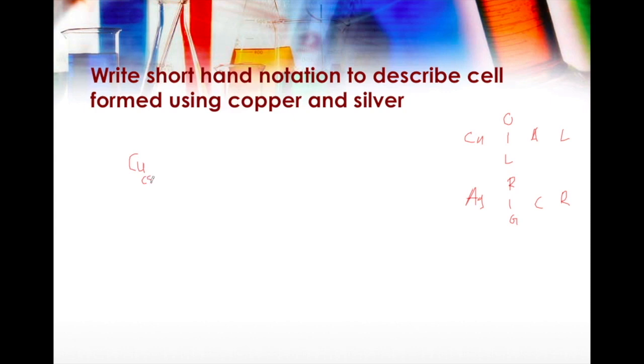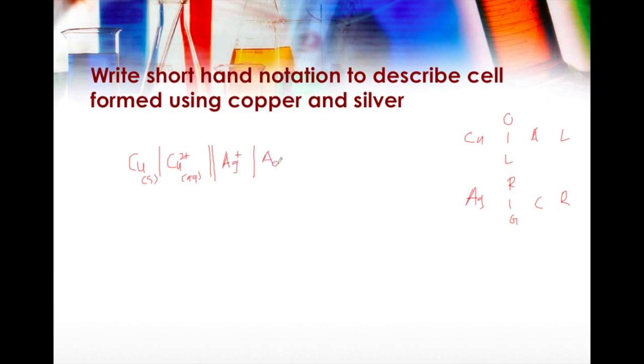Copper, solid, separated by a single line. Then copper ion, which is the electrolyte, aqueous, then a double line to separate the cells and to show the presence of a salt bridge. And then again the electrolyte, so silver Ag plus, separated by a single line from the electrode.